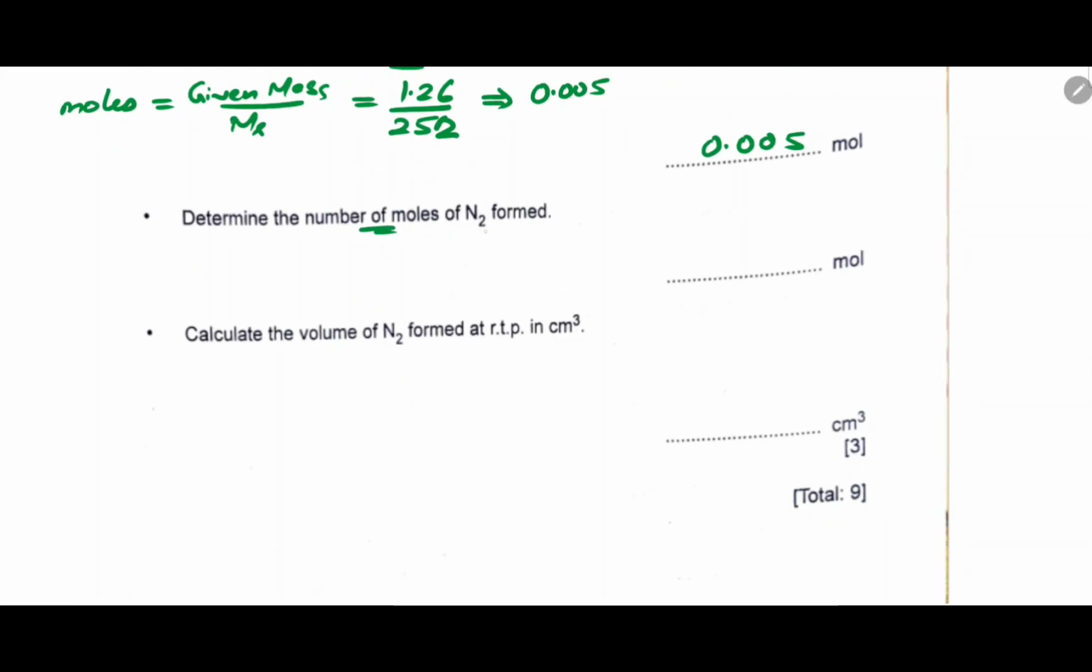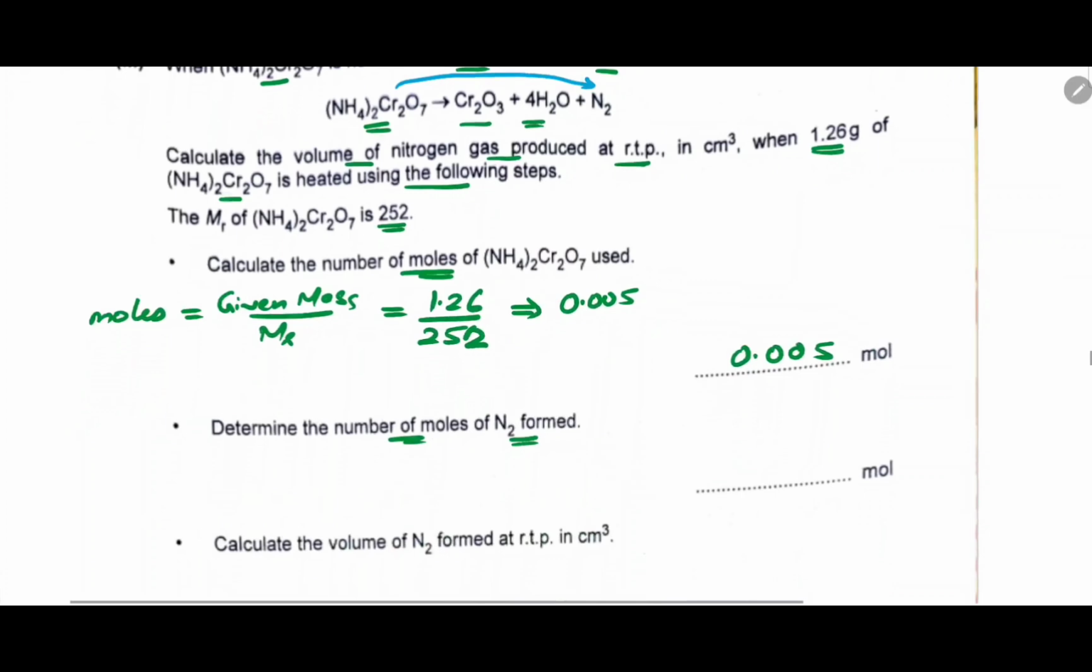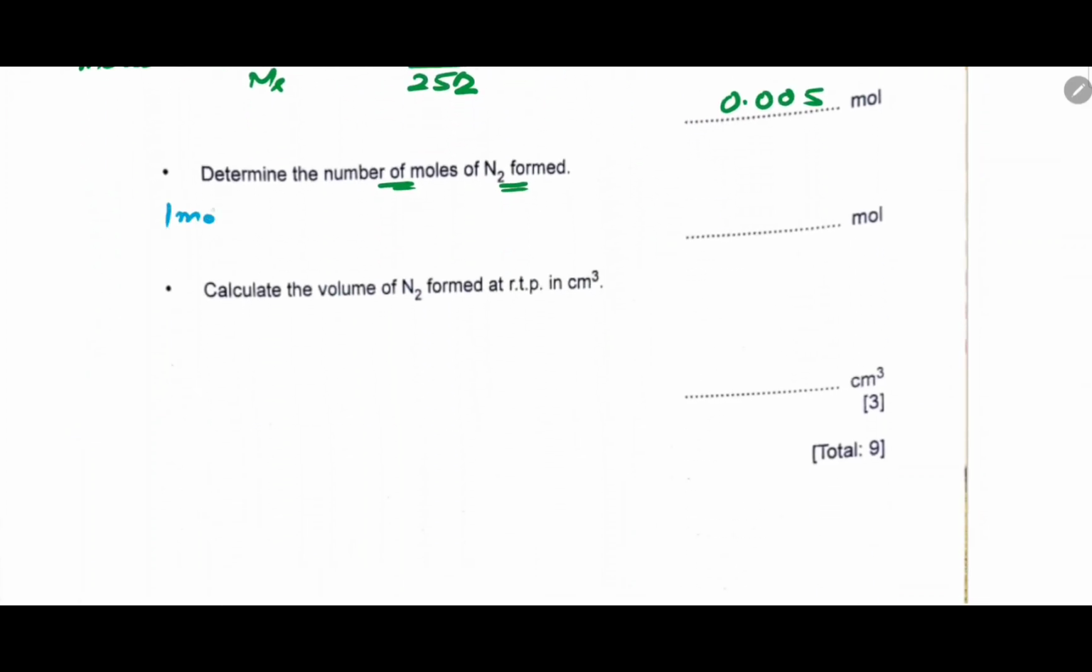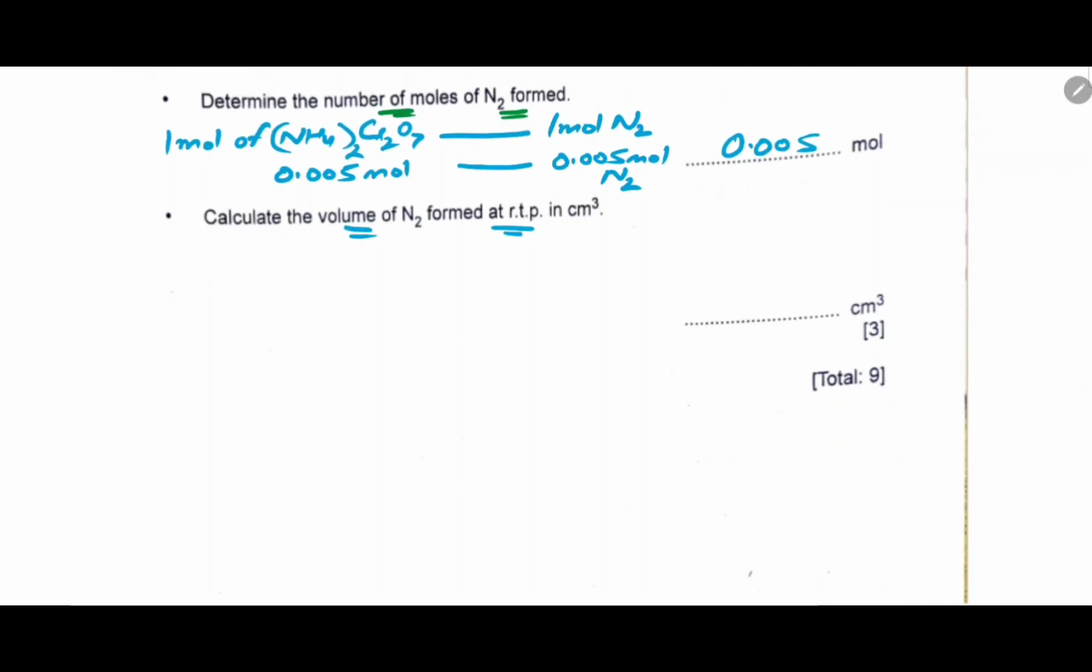Next is determine the number of moles of nitrogen formed. If I see this equation, 1 mole of ammonium dichromate gives you 1 mole of nitrogen. 1 mole gives you 1 mole, that is the ratio. I can say 1 mole of (NH4)2Cr2O7, ammonium dichromate, gives you 1 mole of N2. It means 0.005 mole of ammonium dichromate will give you 0.005 mole of N2. Answer is again 0.005.